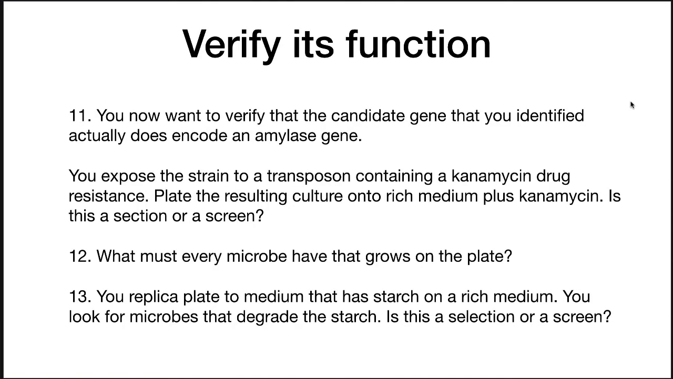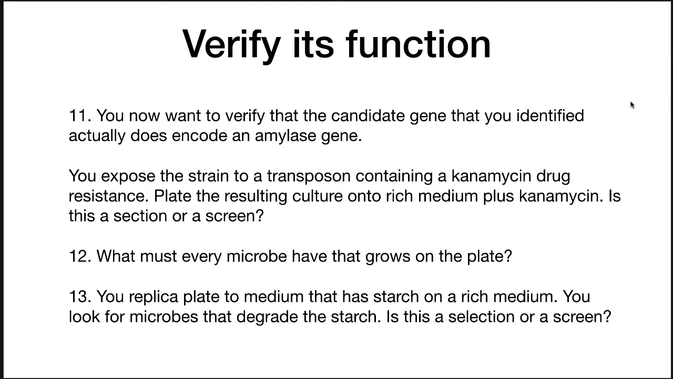All right, so now that you understand how you could use a transposon, let's see if you can apply it to our example. We have our Bacillus badgeri, we have some candidate genes, and you want to identify what actually does encode for an amylase degradation gene. The way you're going to do that is you're going to knock it out with the transposon and then see if it can still grow or degrade starch. You expose the strain to a transposon.